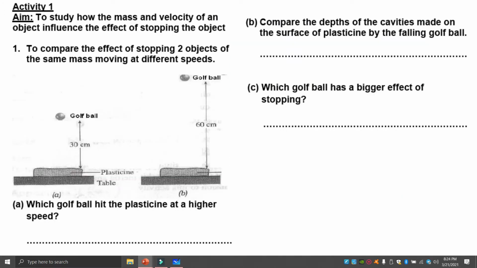Let's move on to the next slide, to study how the mass and velocity of an object influence the effect of stopping the object. We have two examples here. This one uses a golf ball dropped from different heights, which means they have different velocities, because we already know that v is equal to s over t. When s is higher, the velocity is also higher. So A has a lower velocity, and B has a high velocity.